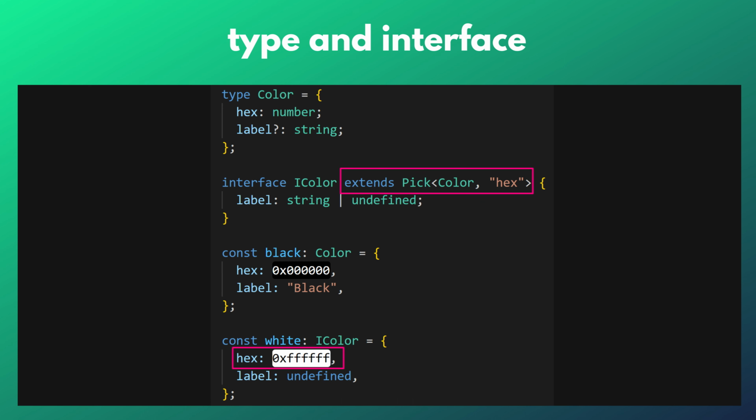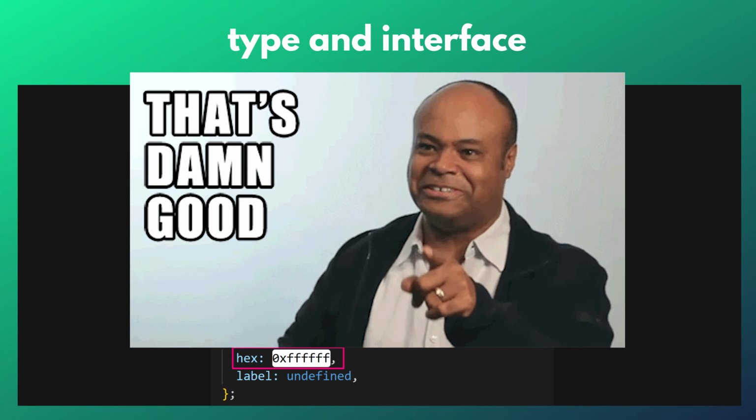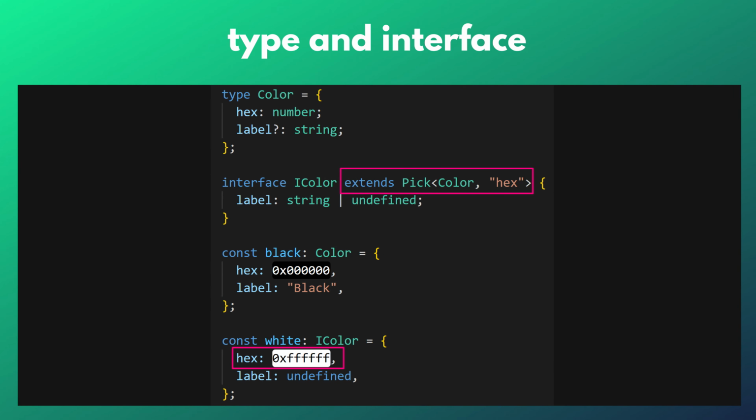In this example, we can extend the IColor interface by taking the hex field from color. Also, the question mark is used to indicate that the label is optional, so white with the undefined label is valid. Pick color hex will return a data type that represents a single field object with hex property taken from color. Pick is one of the utility types. The list contains partial, required, read-only, record, omit, exclude, extract, and others.